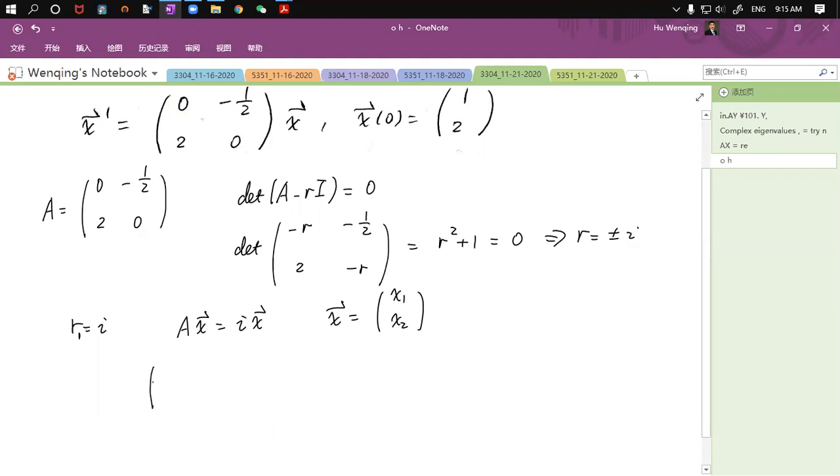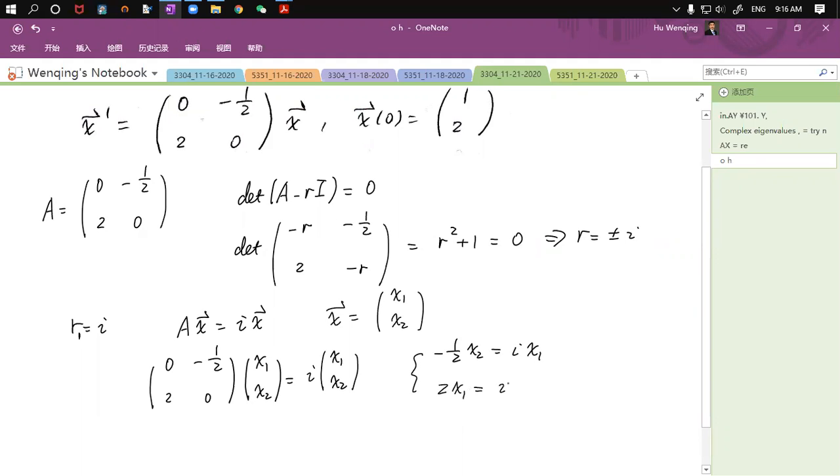So that you're going to have 0, minus 1/2, 2, and 0 multiplied by x1 and x2 is equal to i times x1 and x2. So what you're going to have in the end? It's going to tell you that minus 1/2 of x2 is equal to i times x1, and 2 times x1 is equal to i times x2. So you're going to have this.